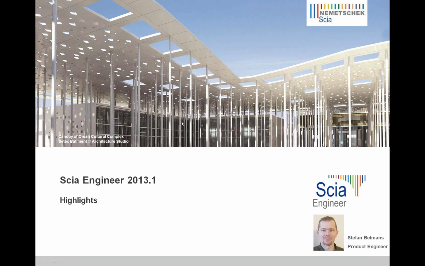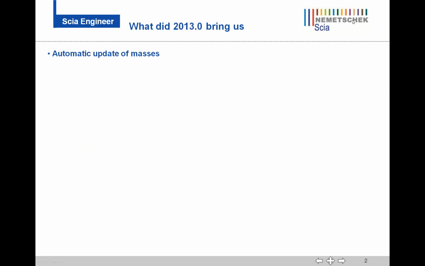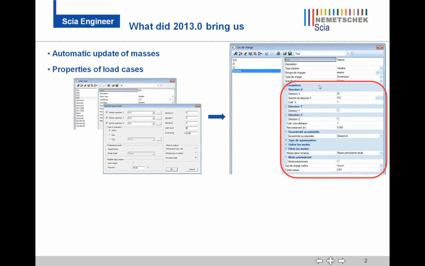Okay, let's start. So I would like to start with the topic of seismicity. Seismicity is a topic which has been in Scia Engineer for a long time. We were aware that we had to do something to increase the functionality in seismicity. We already did something in version 2013, and let me just give you an overview of what version 2013 brought us. First of all, we had the automatic update of masses. We included the properties of seismic load cases directly in the properties of the load case, so no double dialogues anymore.